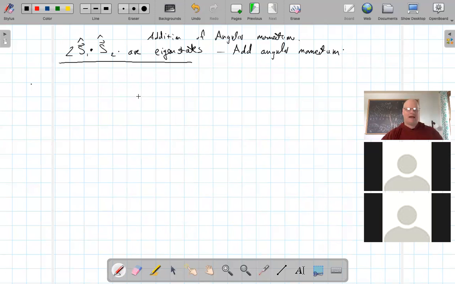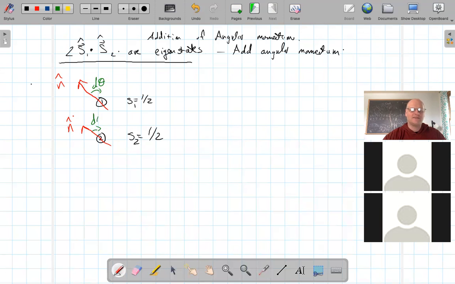So let's say, and this doesn't have to be just for spin 1/2, we can do this for any type, but let's just talk about spin 1/2 for now. Let's say we have two particles. Here's particle 1, which has spin 1/2, so S1 is 1/2. I have a second particle, particle 2, which also has spin S2 equal to 1/2. And let's say what I want to do is rotate each one of these about some axis. Let's call this the n hat axis. And I want to rotate by some small angle d theta. So I'm going to rotate each one of these by the same amount about this axis.